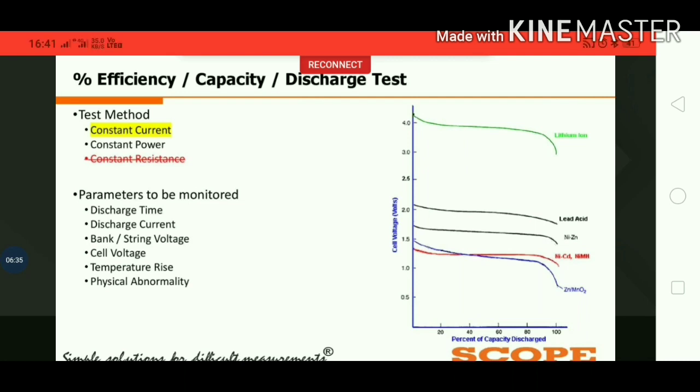For different types of batteries, the graph is generally different, but the nature of the curve is almost the same for all types of batteries. It is not changing.